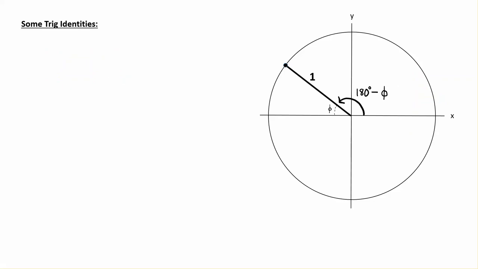Here's another trig identity that you may or may not remember. Cosine of 180 degrees minus some angle phi is equal to minus cosine of the angle phi, and sine of 180 degrees minus some angle phi is equal to sine of phi. Okay, so let's see where these come from.